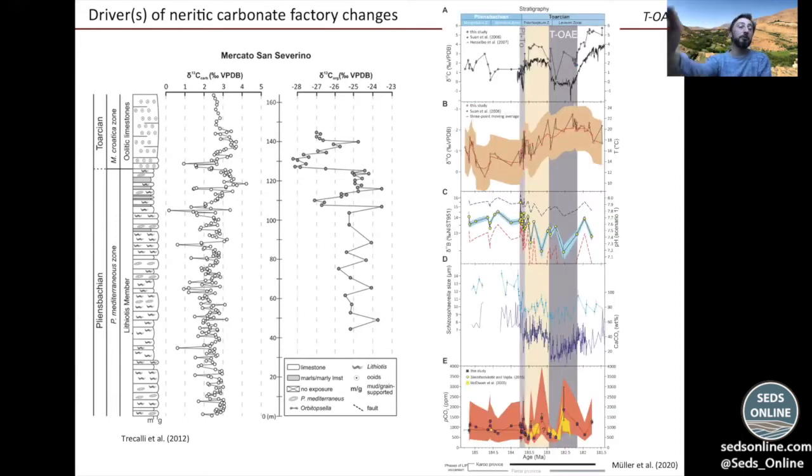And recently there was also this very nice paper from Müller et al. in Geology, right, showing that clearly the TOE is indeed associated with this drop in seawater pH, right? So it seems that the TOE, really the ocean acidification event, is gaining more and more strength as the main explanation for the carbonate factory demise, right?